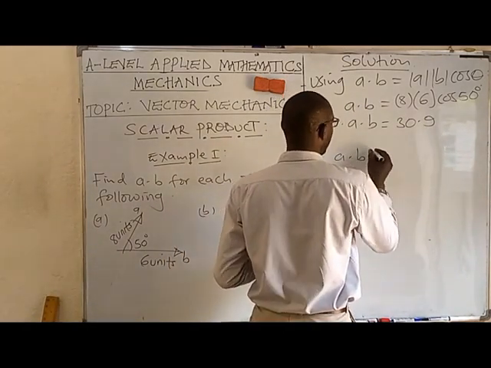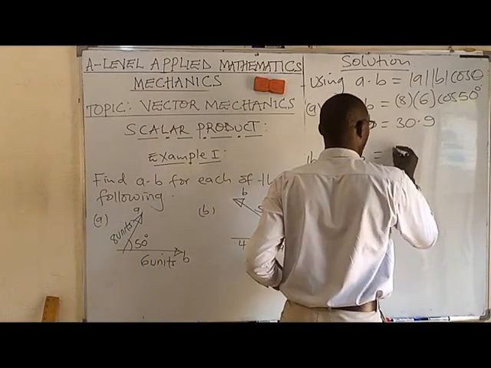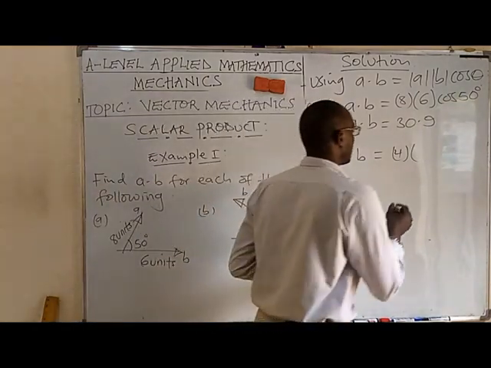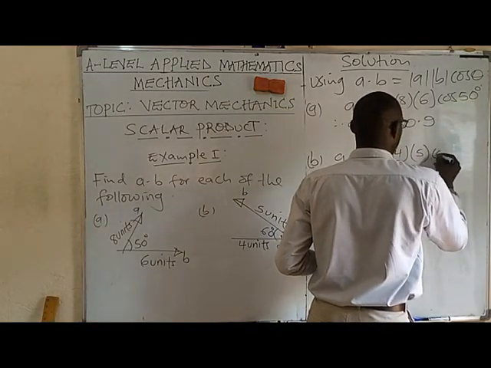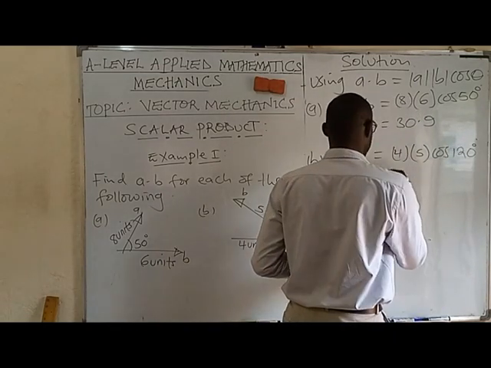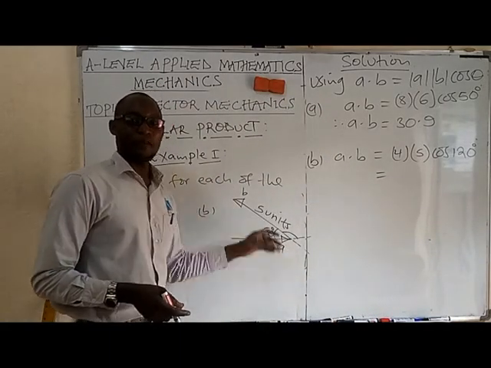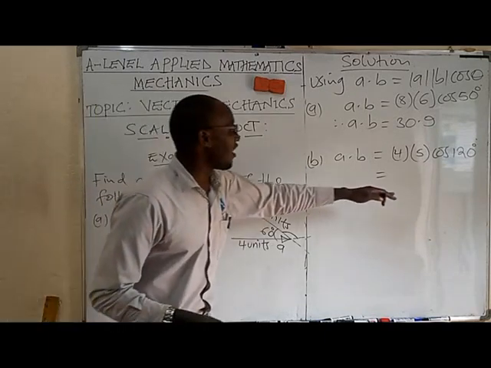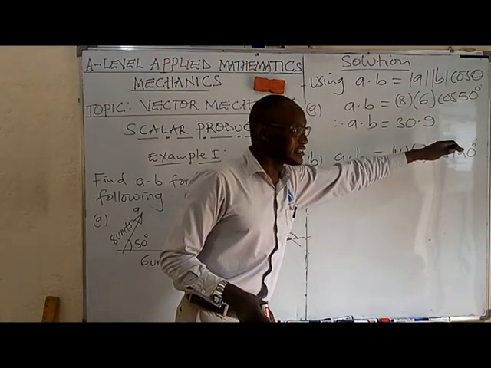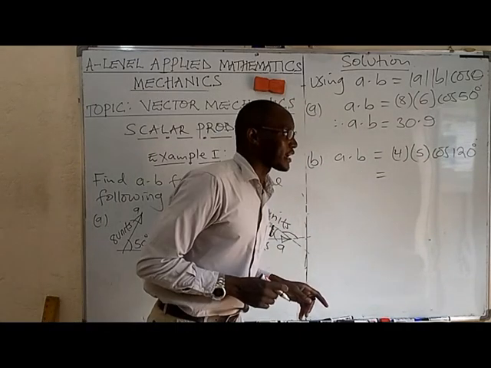A dot B for part B is going to be vector A magnitude, which is 4, into vector B magnitude, which is 5, then into the cosine of the angle between, which is 120. And that will only be seen by those who are serious with the mechanics. That is now a note, which is a fact. Once you fail to take this fact into consideration, your answer is not going to be correct.